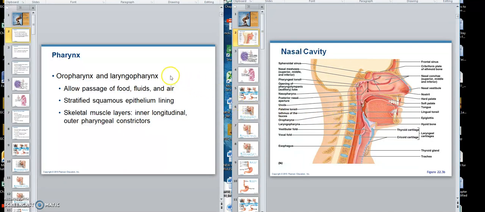See, we have an upper esophageal sphincter and a lower. But anyway, let's keep going.